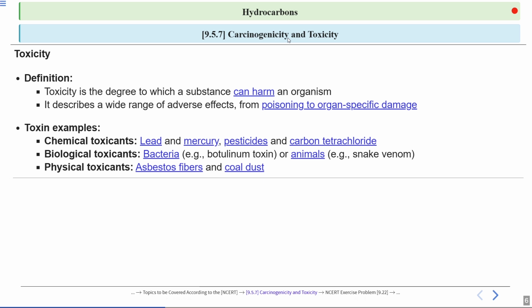Finally, we have physical toxicants. Examples include asbestos fibers and coal dust. They don't act chemically, but their physical presence in our body, like in the lungs, can cause serious health problems over time.